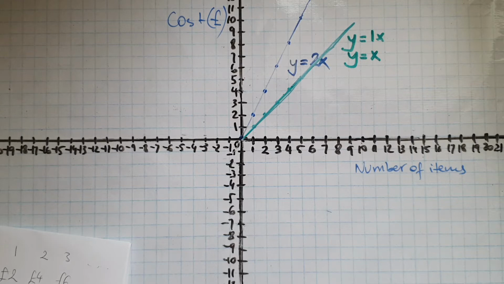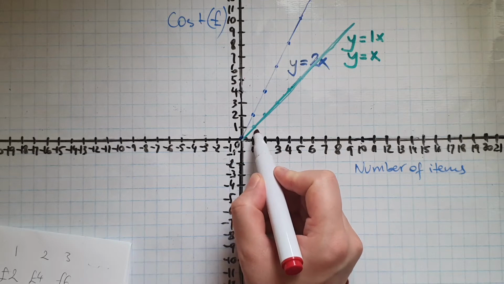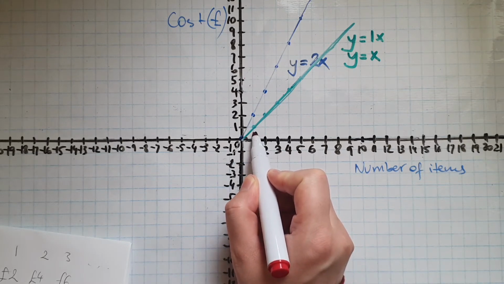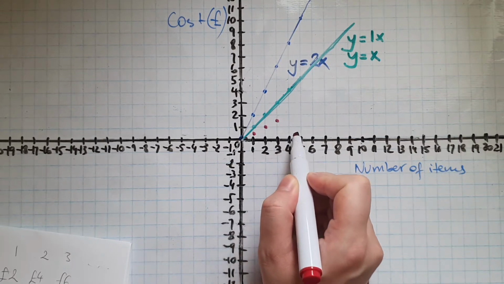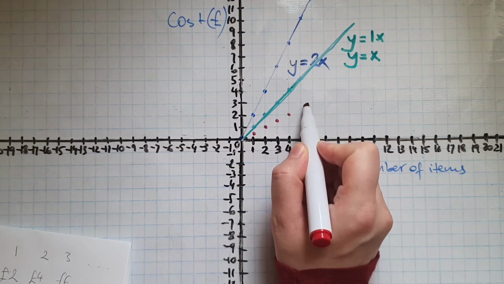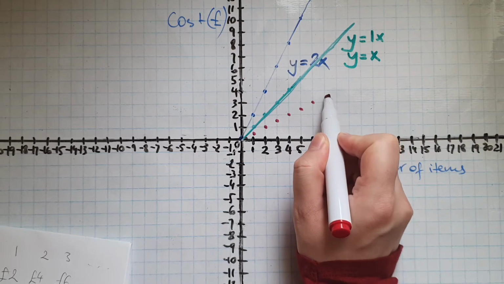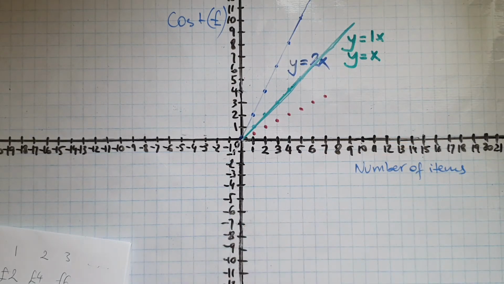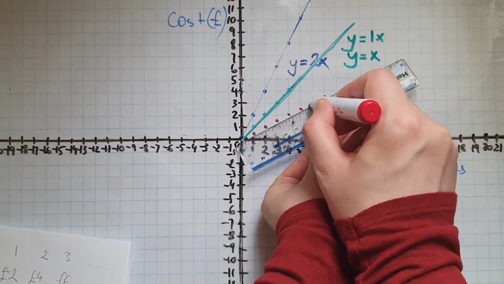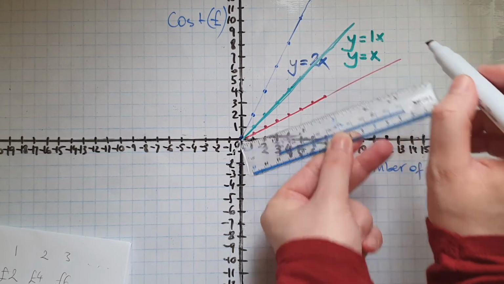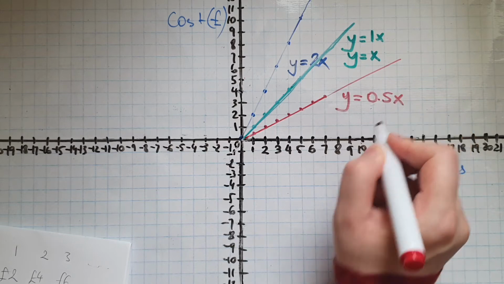If the cost of each item is 50p, for example, £0.50. So if you buy one item, you pay 50p. 2 items, £1. 3 items, £1.50. 4 items, £2. 5 items, £2.50. 6 items, £3. 7 items, £3.50, and so on. Again, that is a straight line. So in this case, y is equal to 0.5x.